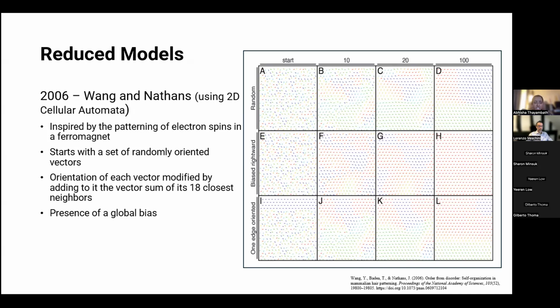So you basically start with a set of randomly oriented vectors, and then the orientation of each vector is modified by adding to it the vector sum of its 18 closest neighbors after that sum has been scaled by a certain percent. So this is basically a simple cellular automata model in which a local consensus rule acts iteratively to bias each hair's orientation in favor of the average orientation of its neighbors.